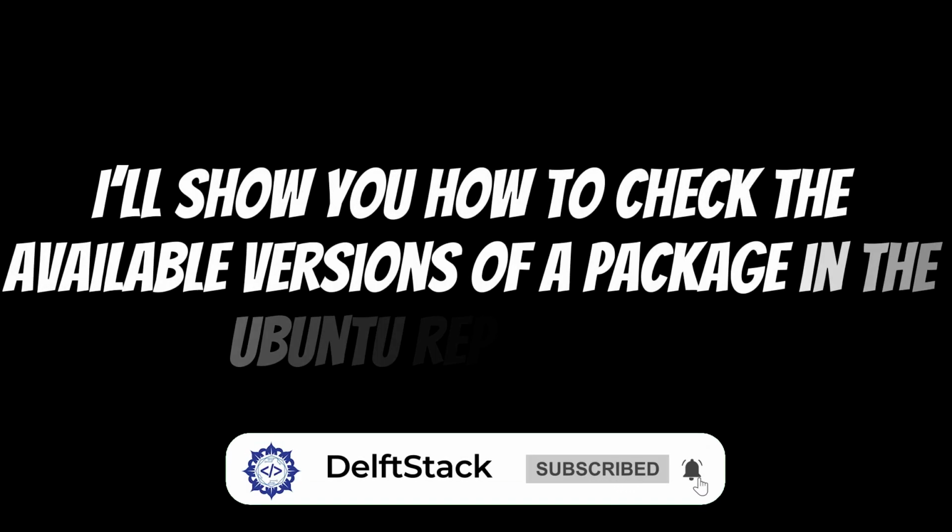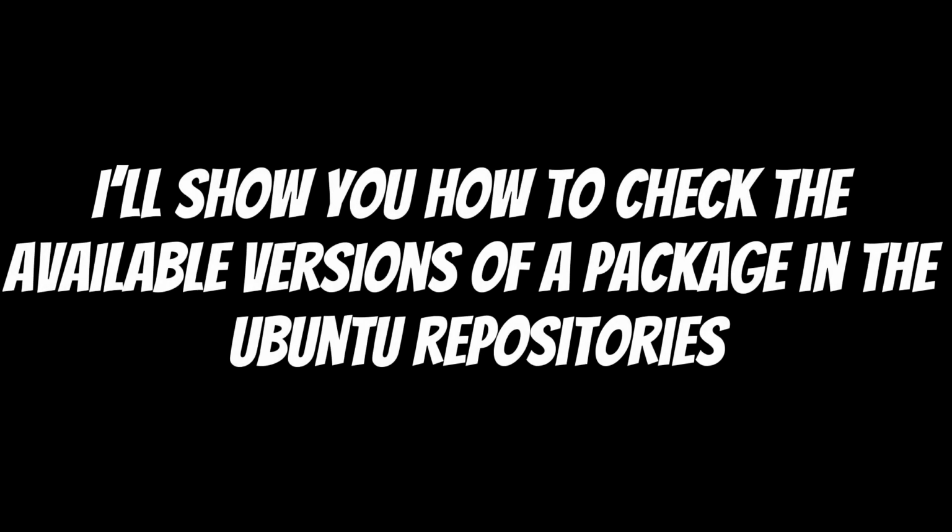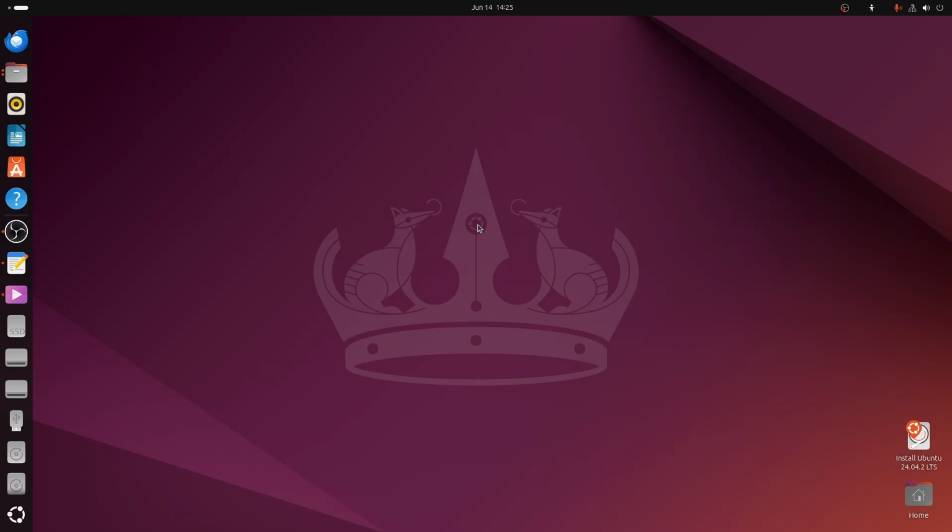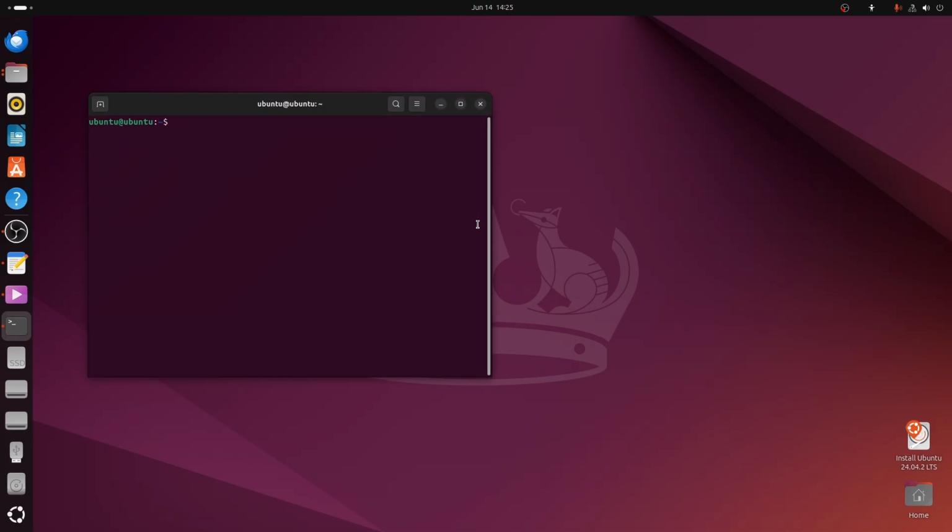In this video, I'll show you how to check the available versions of a package in the Ubuntu repositories. This is helpful when you want to install a specific version or just want to know which versions are available. Let's begin by opening a terminal.